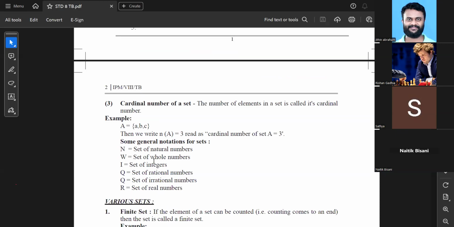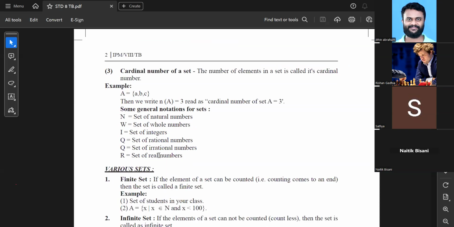Now, there are some general notations which we use. The first one is N. N means natural number. W means whole number. I means integer. Q means rational number. Q dash, this dash is missing, in the previous class I told you it means irrational number. R means real number.